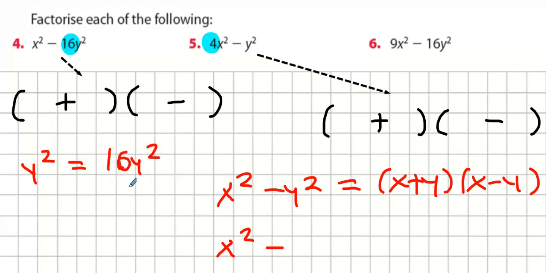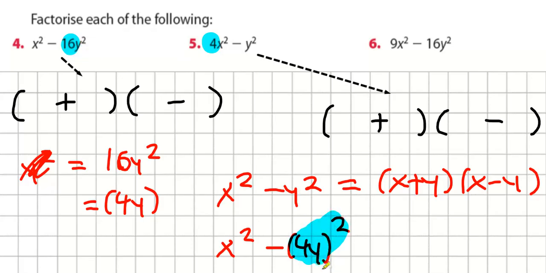So here's what I'm going to do. I'm going to square root the 16y squared. So what happens when I square root 16? What number do I get? And y. So here's what I'm going to change it to. I'm going to change it to (4y) squared. Because what's 4y multiplied by another 4y? You get that part? Have I changed the question? No, I've just changed how it looks. That blue part there is actually the same thing as that blue part there.